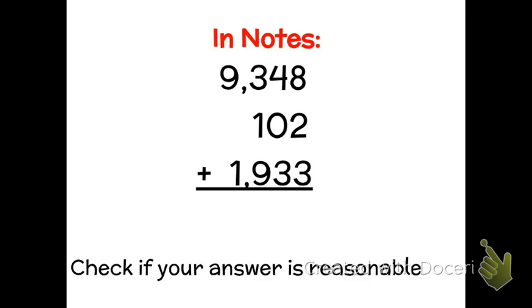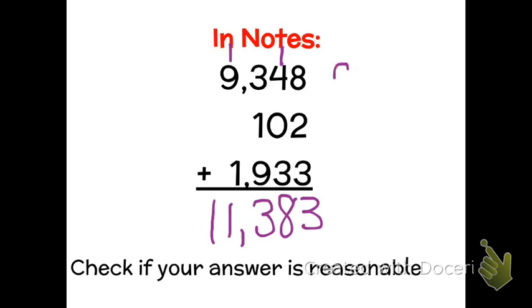So 8 plus 2 would give me 10, plus 3 gives me 13. So I write down my 3, I carry my 1. 4 plus 1 is 5, plus 3 gives me 8. 9 plus 1 gives me 10, plus 3 gives me 13, and I carry my 1. 9 plus 1 is 10, plus 1 would give me my 11.